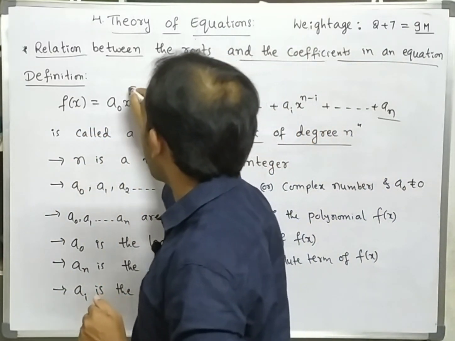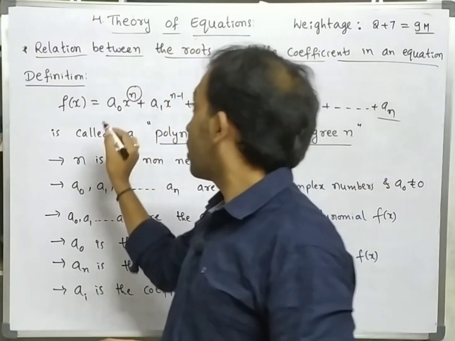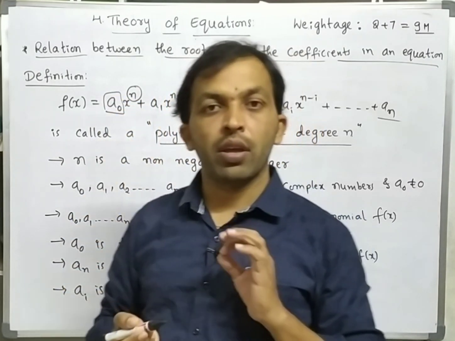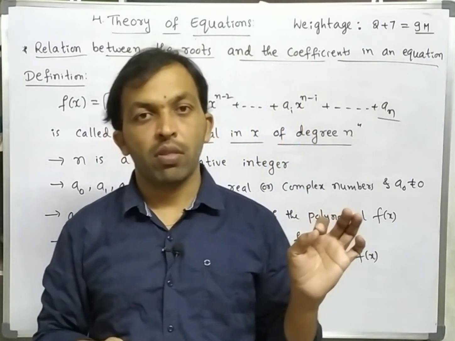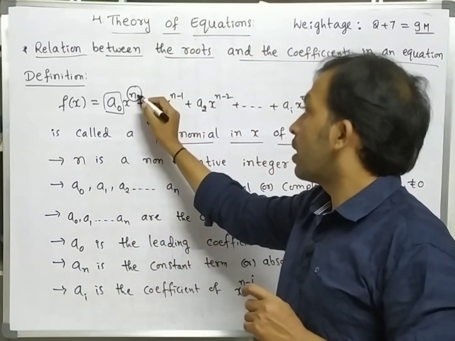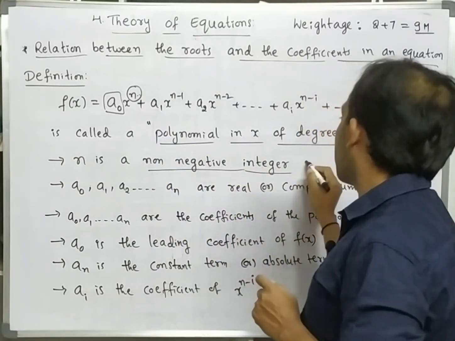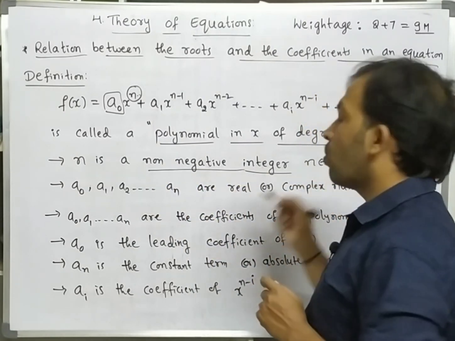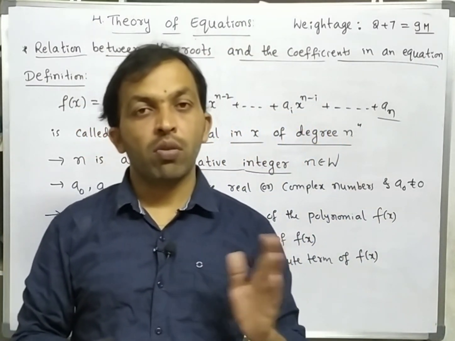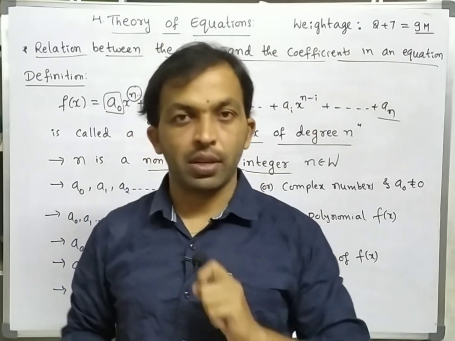This is the highest power, that is called the degree, that is n. Here the condition is a0 should not be equal to 0. And here this n is a non-negative integer, that means n belongs to whole numbers. Non-negative means we can take 0, 1, 2, 3. So n belongs to the whole number set.